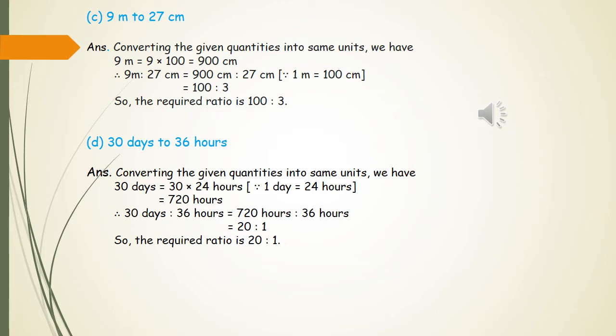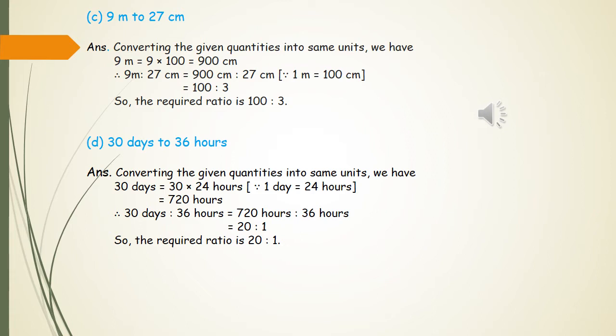Part C is 9 meter to 27 centimeter. When we convert the given quantities into the same units, we get 9 meter is equal to 9 into 100, that is 900 centimeter. So 900 centimeter is to 27 centimeter. If you reduce, we are getting 100:3.